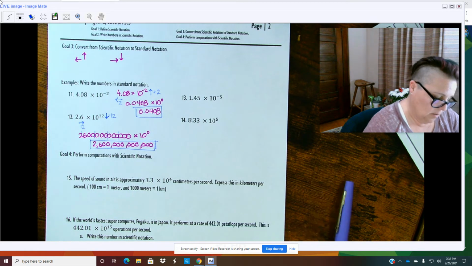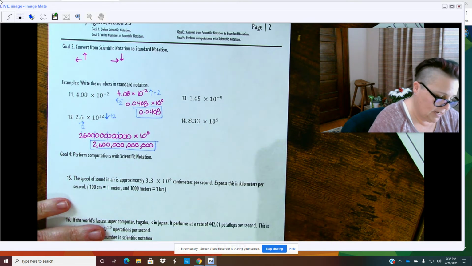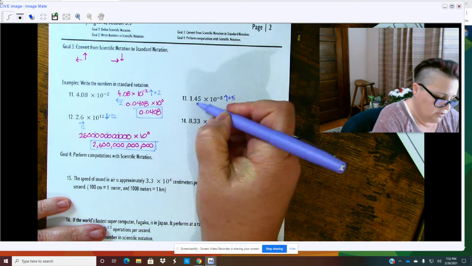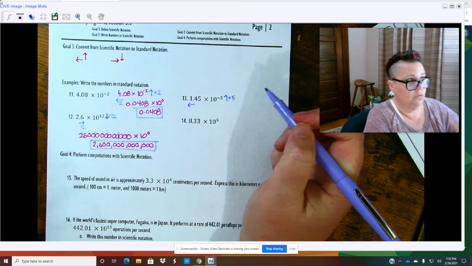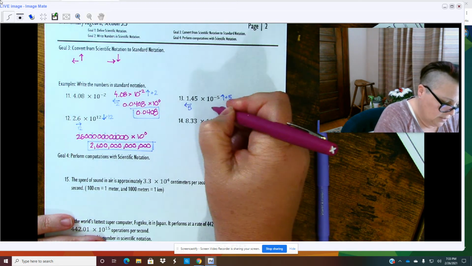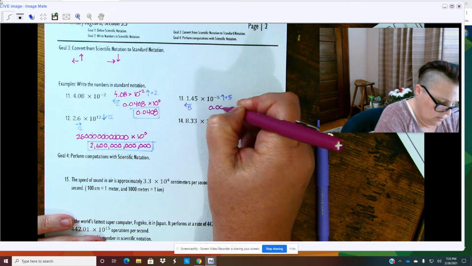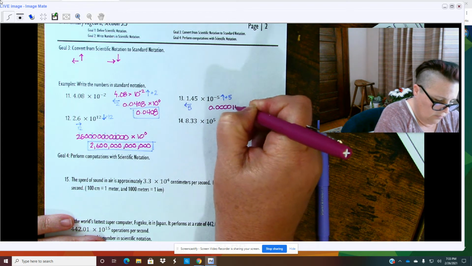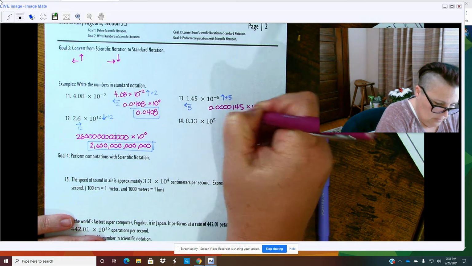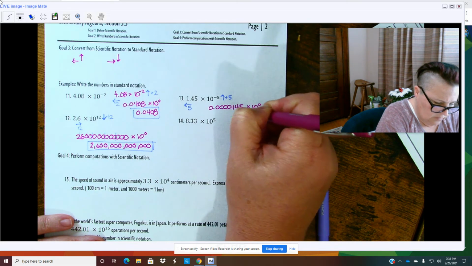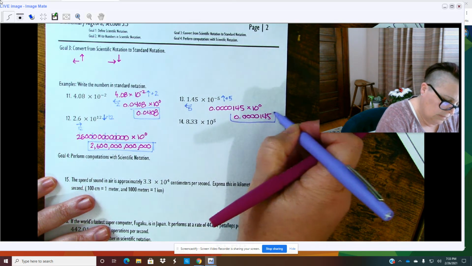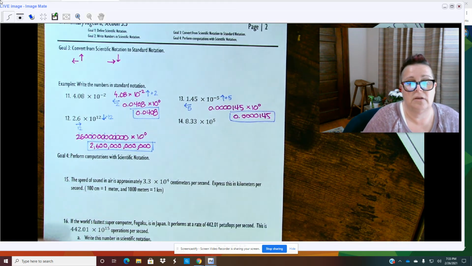All right. 1.45 times 10 to the negative 5th. To get this to 10 to the 0, I need to go up 5, which means my decimal point will need to go to the left 5. So 5 in that direction. So I'm going to have 0.0000145 times 10 to the 0, which would just be 0.0000145. There she is in standard.